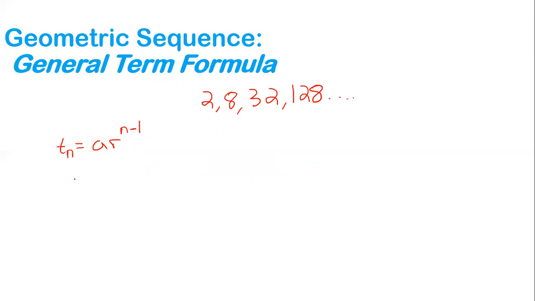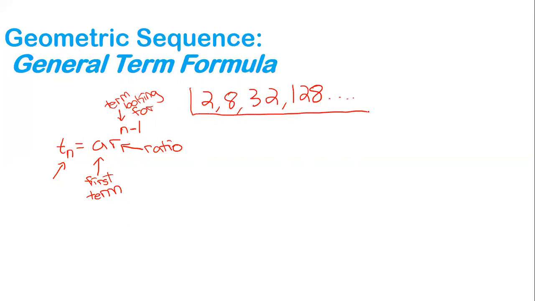So what does this mean? We're looking for a term. We need the first term in the sequence. So a is our first term. r is our ratio. And again, n is the term we're looking for. So let's go ahead and derive a general term formula for the sequence written out here.